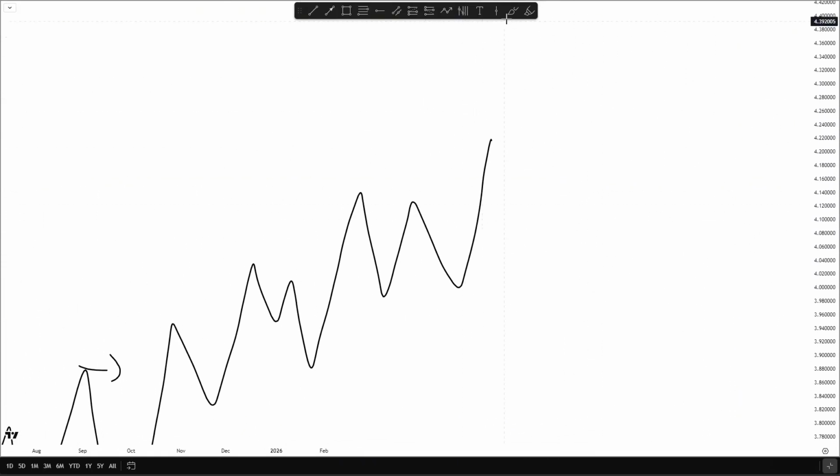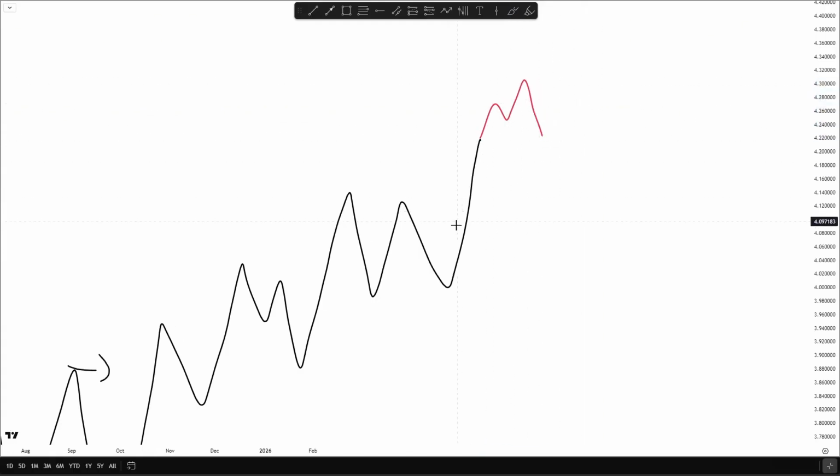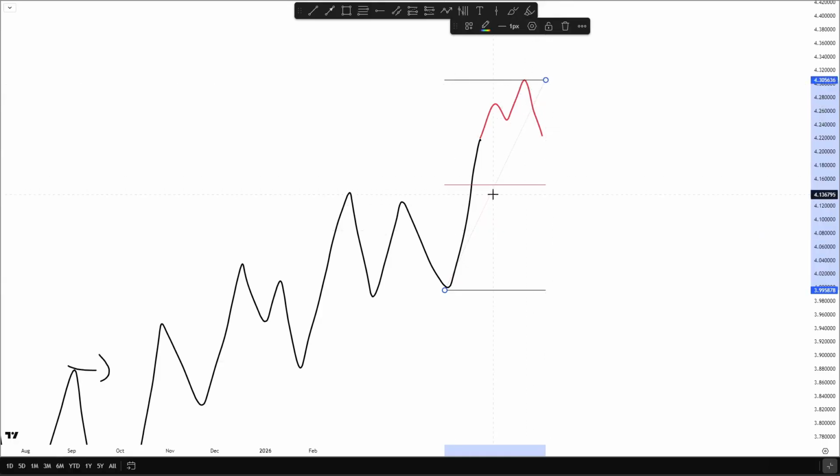See, let's say price did this. So in this case, this would be our dealing range. The next step is to identify the key levels within this dealing range. Let's say the key levels are here. The most appropriate key level is here within the discount region of this dealing range.